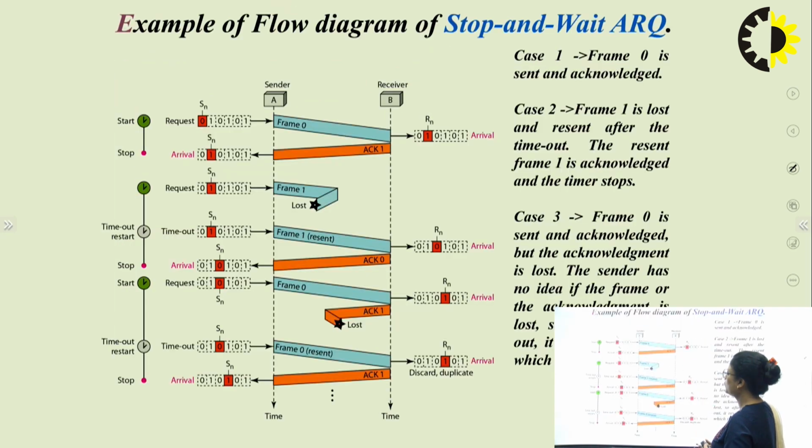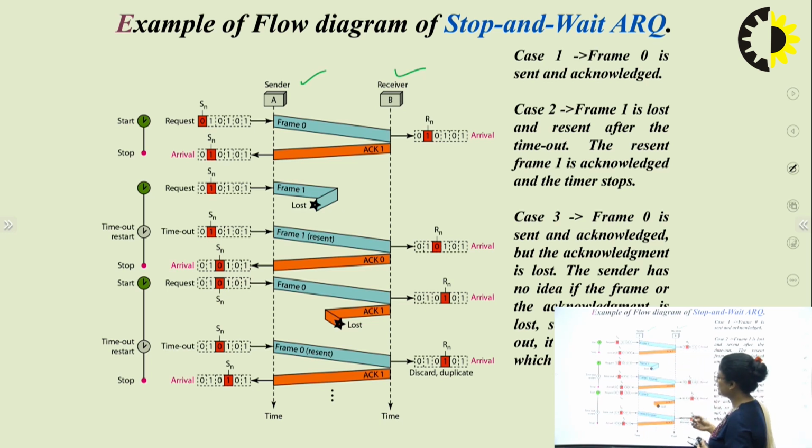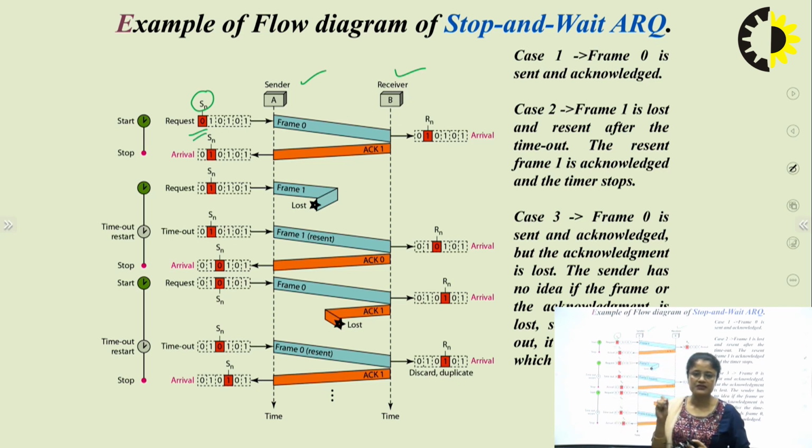So if you look at it, this is the flow diagram of a stop and wait protocol. I'm taking an example to explain the flow diagram of stop and wait protocol. We have the sender and the receiver. So we have the example of some frames. Let us say initially SN value is set to 0. That means the first frame that is to be transmitted is frame with sequence number 0. So the 0th frame gets transmitted.